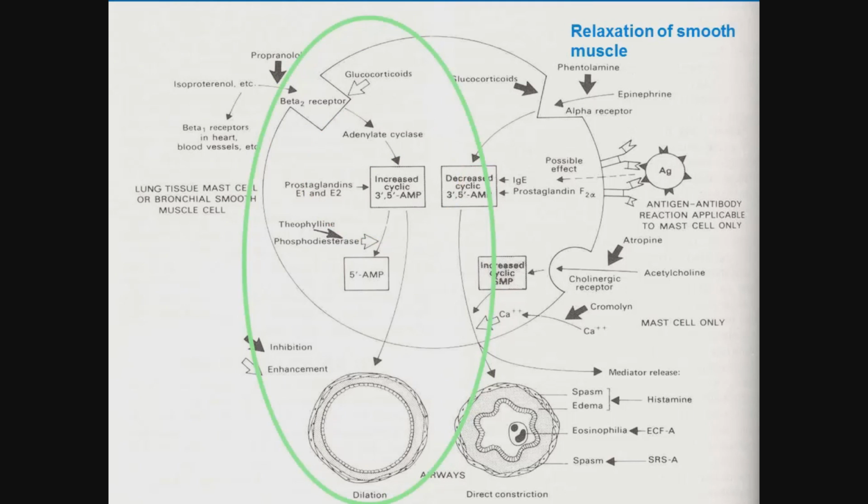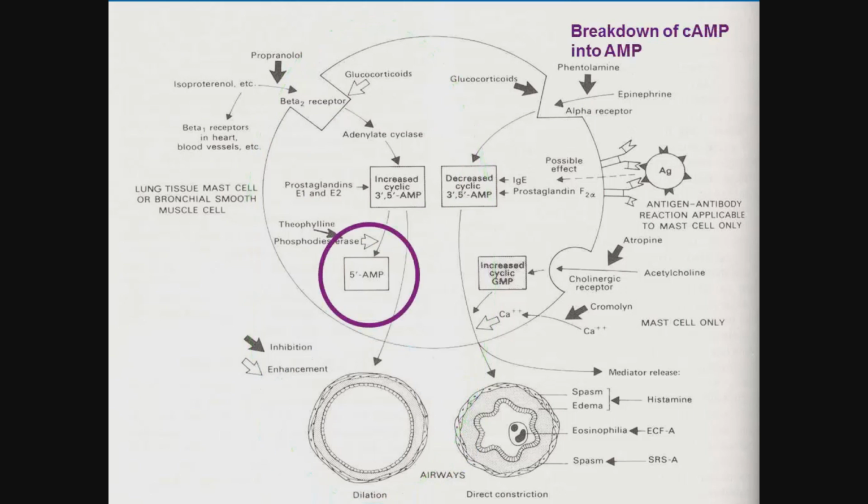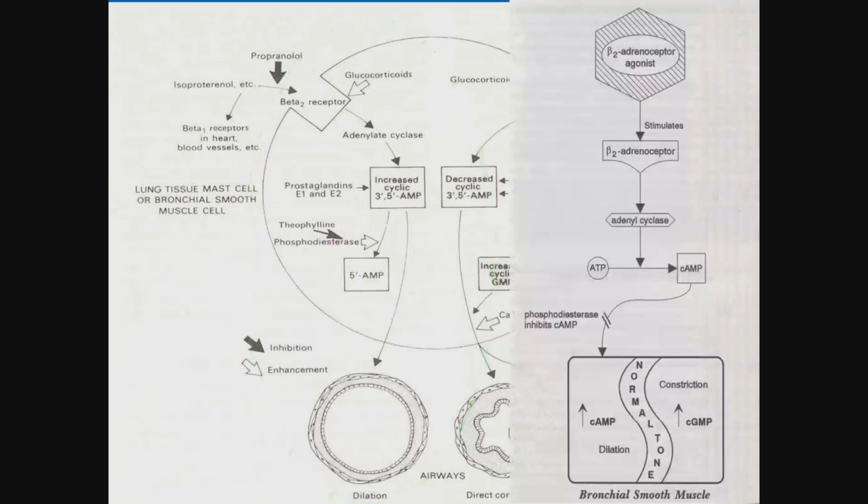These are the steps I just mentioned. How about this one? I have a drug that's a beta agonist. It stimulates a beta receptor. Adenyl cyclase is formed, which converts ATP into cyclic AMP. Cyclic AMP goes ahead and creates dilation.